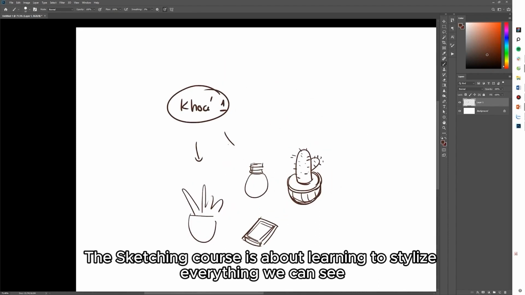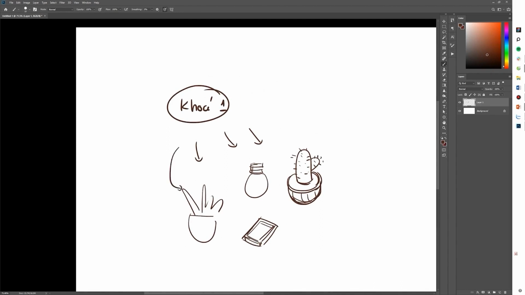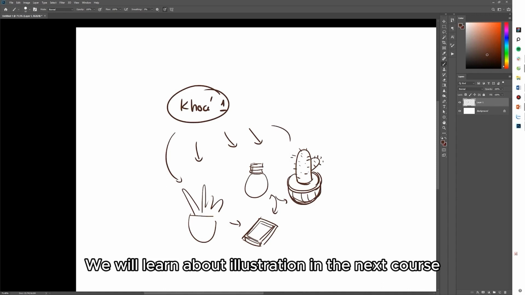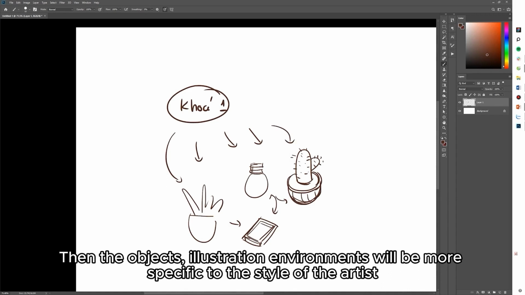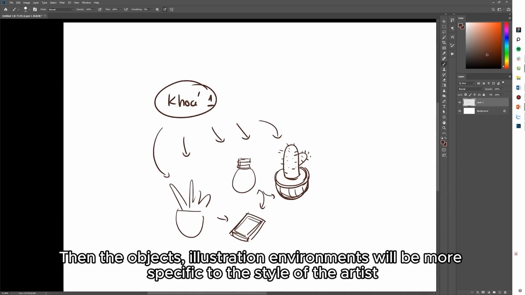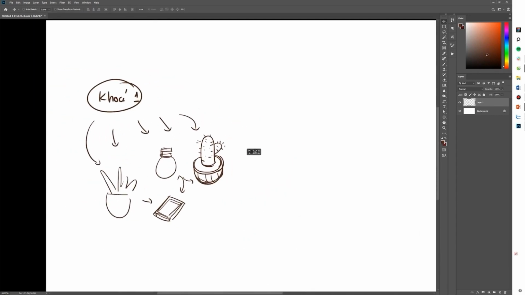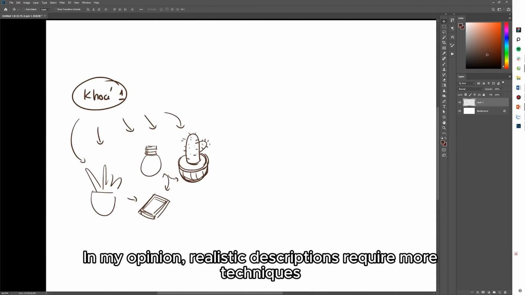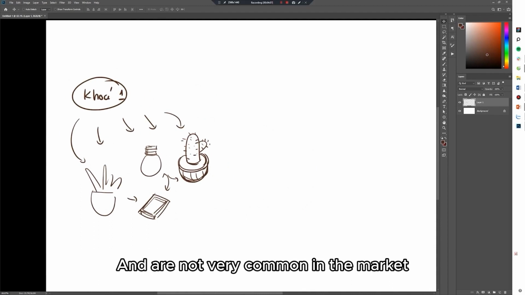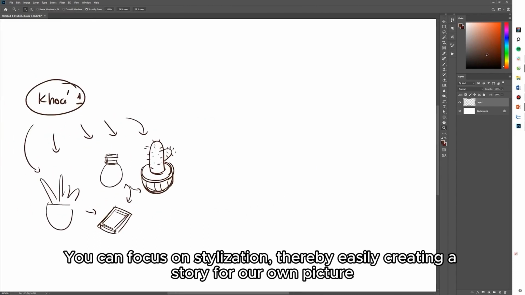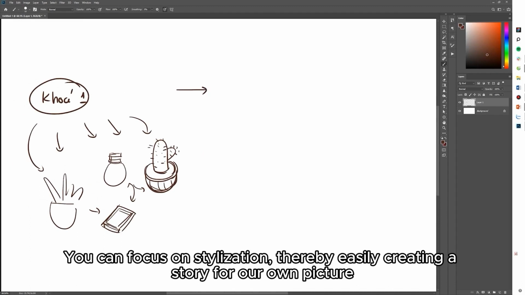The sketching course is about learning to stylize everything we can see. Because this course will be for the next course's illustrations, and not about games. We will learn about illustration in the next course, then the objects. Illustration environments will be more specific to the style of the artist. In my opinion, realistic descriptions require more techniques, and are not very common in the market. You can focus on stylization, thereby easily creating a story for our own picture.